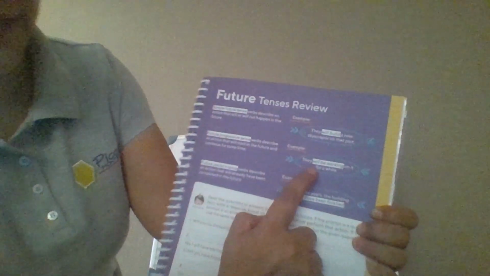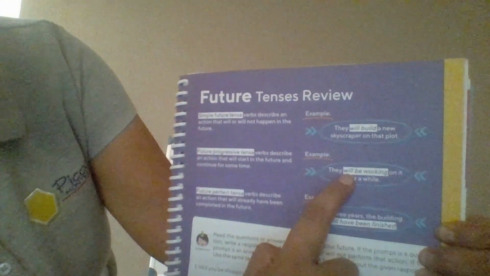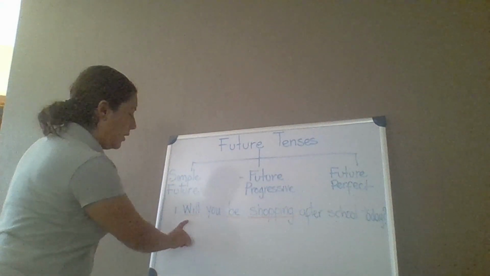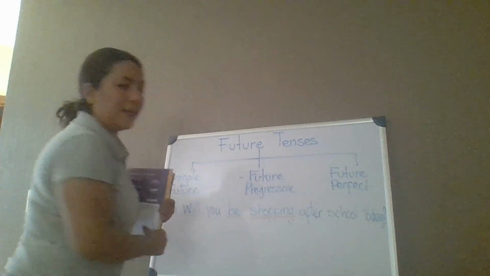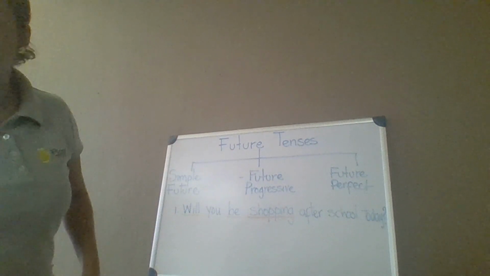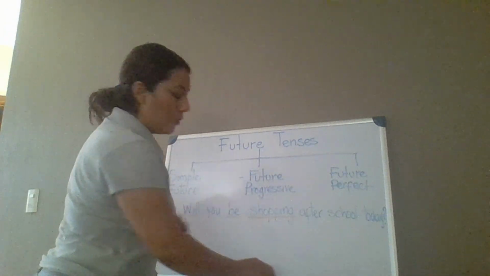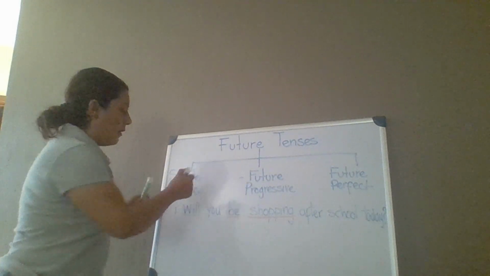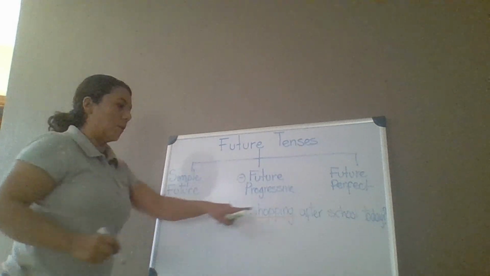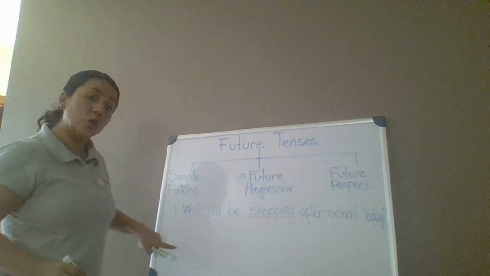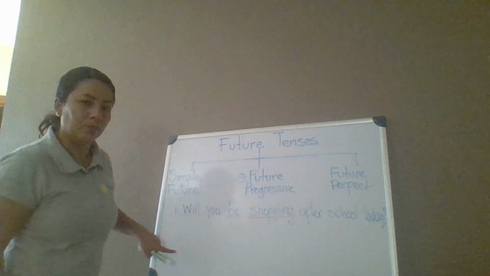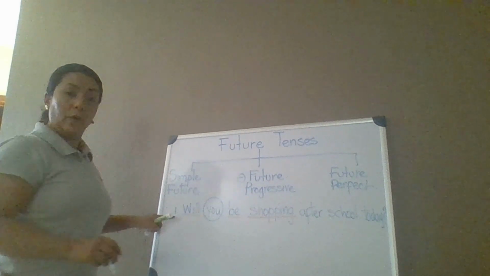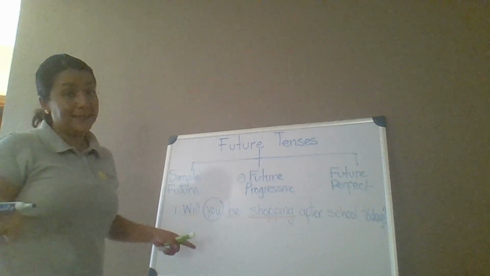Let's look at the next one. Will be plus a verb with ing. Will be plus a verb in ing. Oh, it is future progressive what they're using. So, if they are using future progressive in the question, in the answer, what are we going to use? Future progressive, correct.